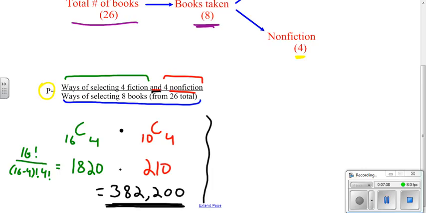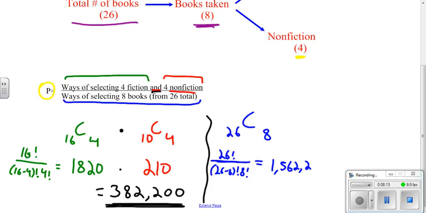Now over here, we're looking at the ways of selecting 8 books total. So it's a combination, remember, because it doesn't matter the order. 26 total available, and we're picking 8. So how many ways can we pick 8 out of 26? Again, that would be 26 factorial over 26 minus 8 factorial times 8 factorial, this whole piece, which in the end is going to give us 1,562,275.